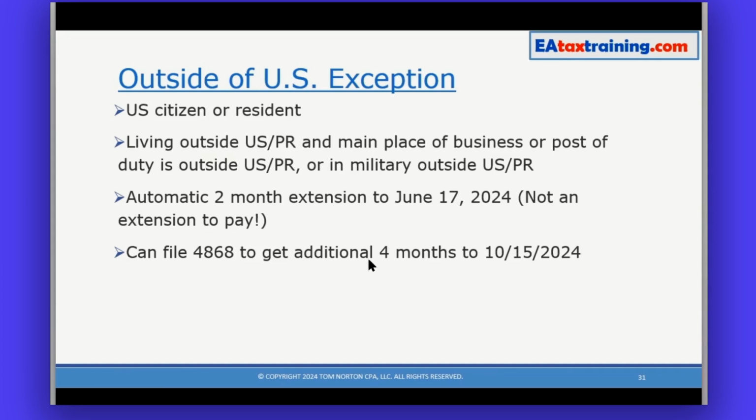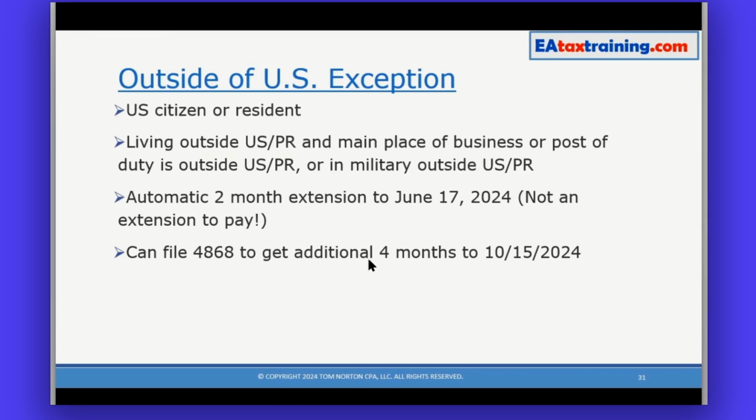You have to be a U.S. citizen or resident, and you're living outside of the U.S. and you're working outside of the U.S. This is not just that you're on a European vacation that you don't have to file till June 17th. This is not even that you're in Europe or wherever, you're in Australia for work. That doesn't matter unless your place of business is in Australia or wherever and you live there. So you have to live there, and it has to be your main place of business in order for this automatic 2-month extension to apply. But if it does, then you don't even have to file the form. You get an extension to, well, it would be June 15th, but June 15th is on Saturday, so it's June 17th of 2024.